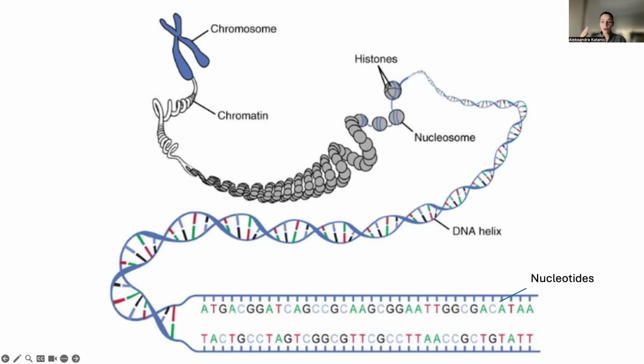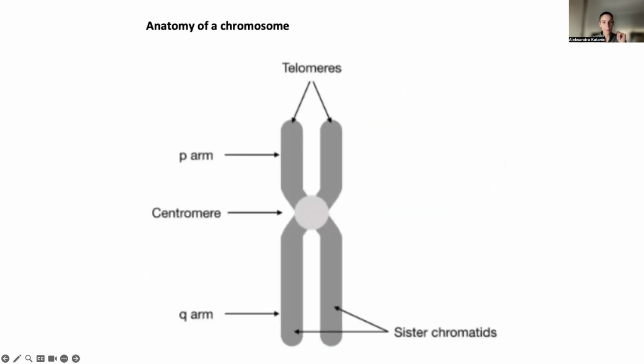During cell division, chromatin condenses even further into a visible chromosome, which you can see at the top. This is the most compact form, which is what we see in a karyotype. You'll see a karyotype towards the end of the video. Let's take a closer look at the chromosome structure at the top.